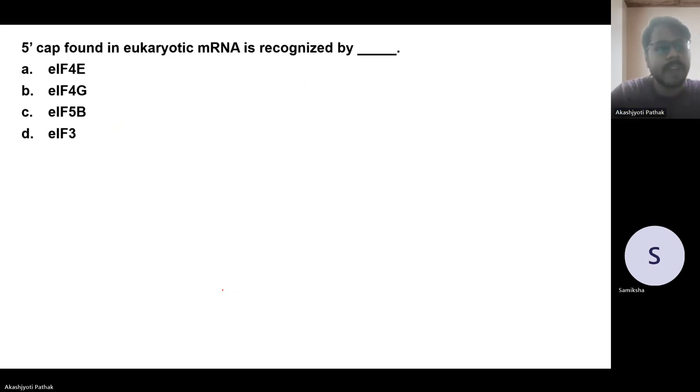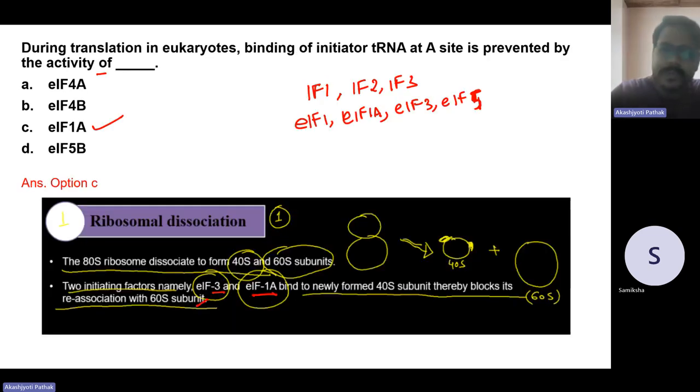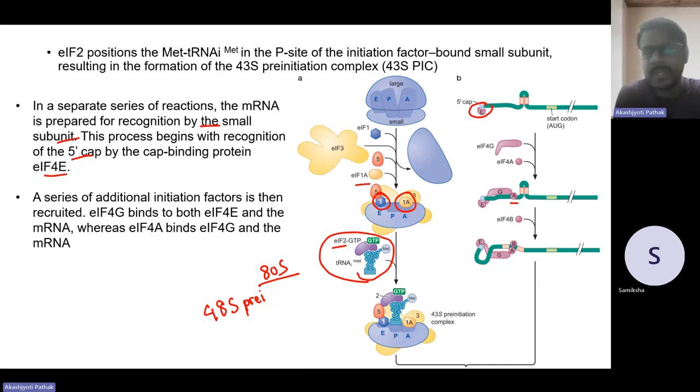Okay. Now the 5' cap found in eukaryotic mRNA is recognized by. So look at this figure. You see here that the 5' cap of the mRNA is recognized by which initiation factor? So this is this one, eIF4E. So eIF4E is labeled as E in this figure. Okay.